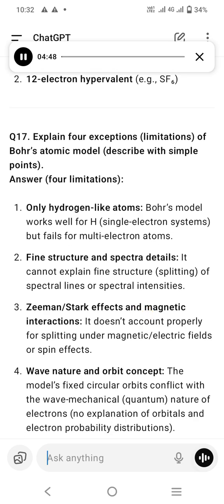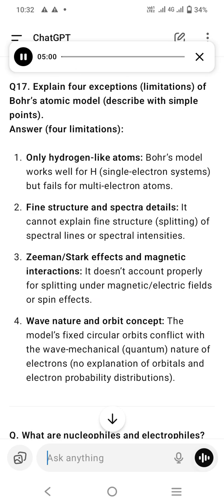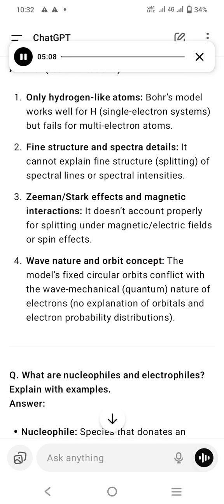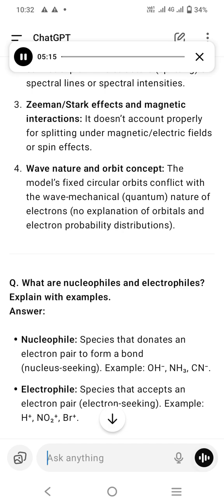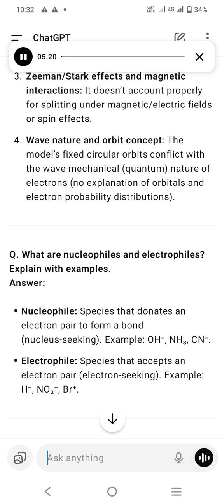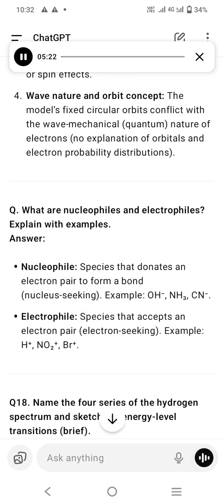Q17. Explain 4 limitations of Bohr's atomic model, described with simple points. Answer. 4 limitations. 1. Only hydrogen-like atoms. Bohr's model works well for H, single electron systems, but fails for multi-electron atoms. 2. Fine structure and spectra details. It cannot explain fine structure, splitting of spectral lines or spectral intensities. 3. Zeeman-Stark effects and magnetic interactions. It doesn't account properly for splitting under magnetic and electric fields or spin effects. 4. Wave nature and orbit concept. The model's fixed circular orbits conflict with the wave mechanical, quantum nature of electrons. No explanation of orbitals and electron probability distributions.